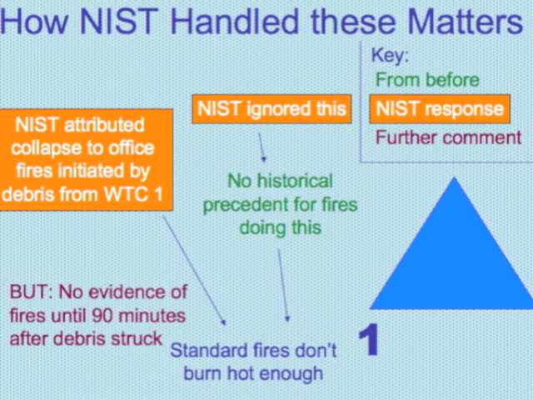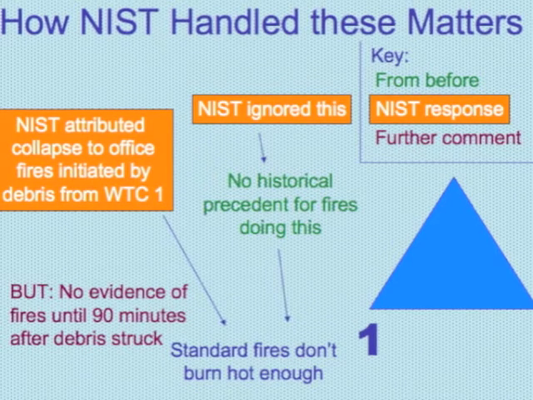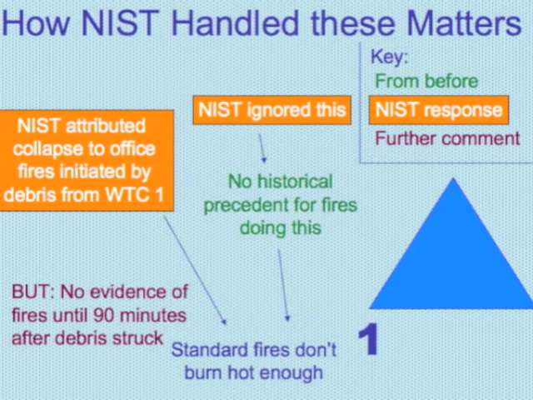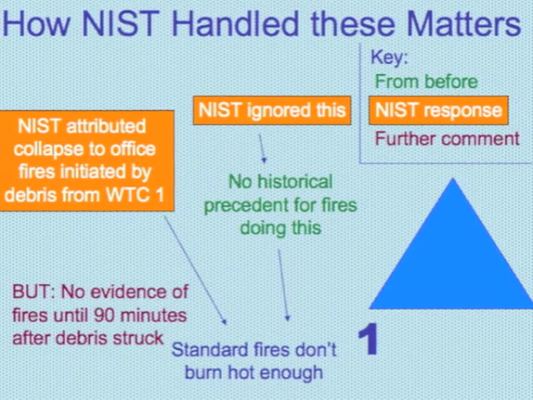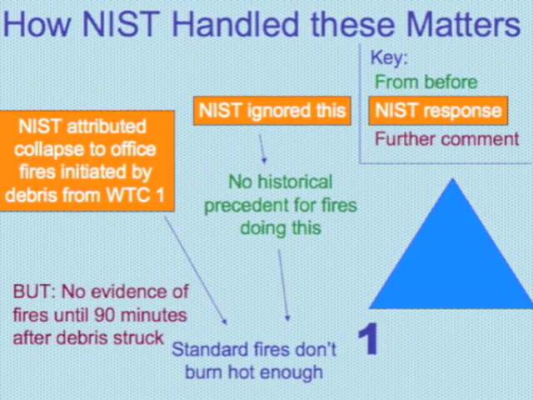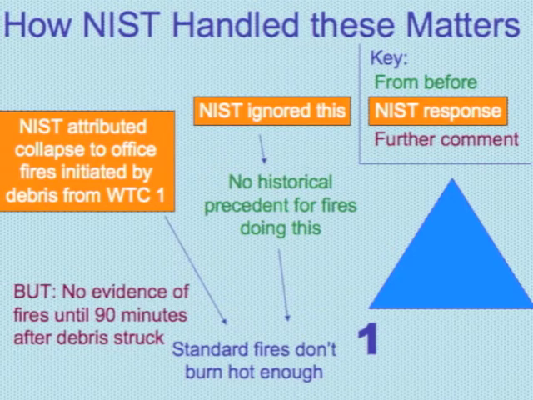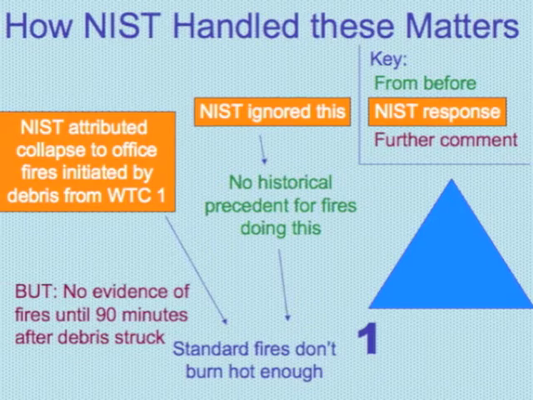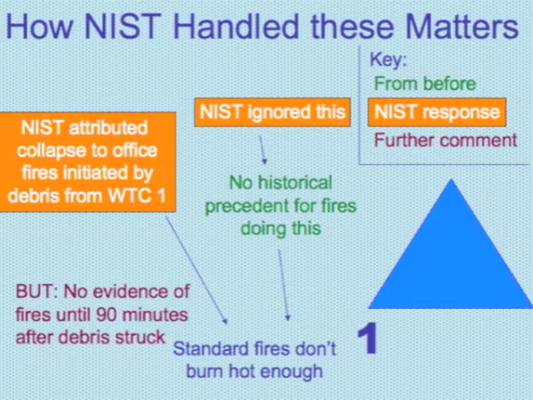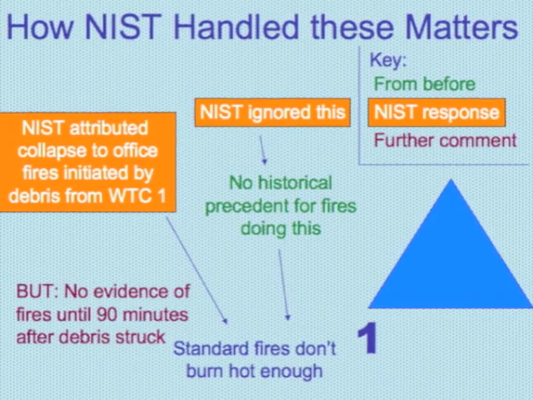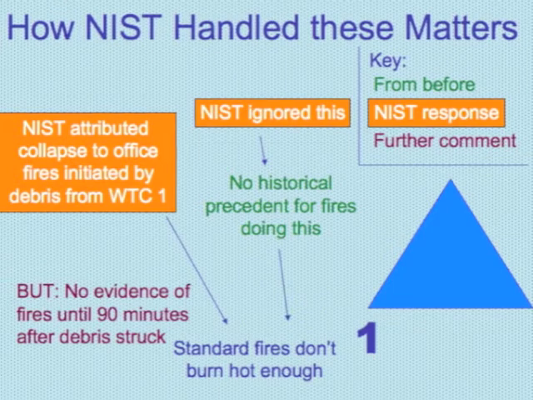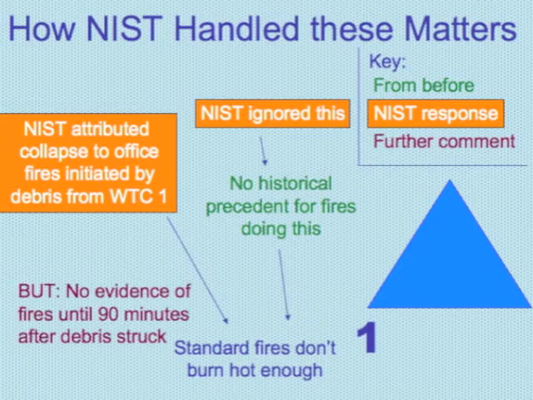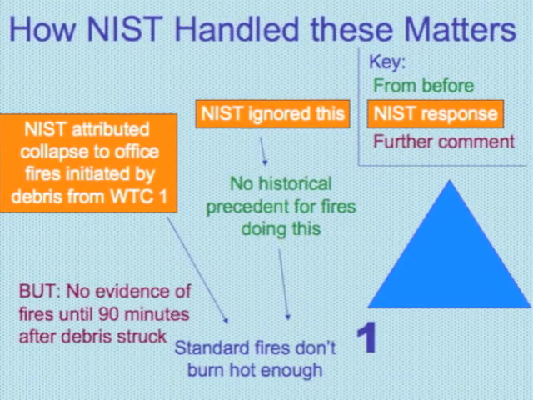Okay, first of all, the fires themselves. Standard fires don't burn hot enough. NIST said, well, number one, they do burn hot enough. But number two, the fires started as a result of the debris from the nearest twin tower, which is building 1. The debris started these fires. That's what they said.